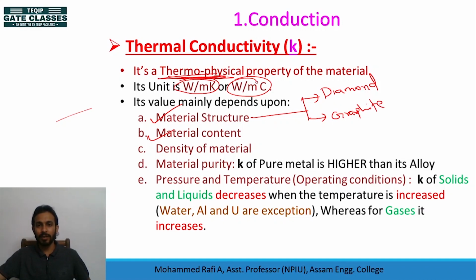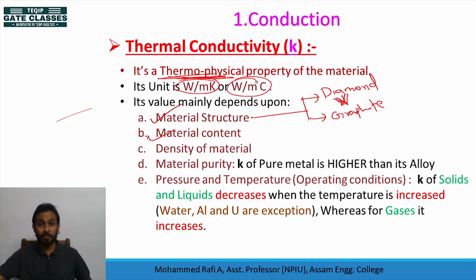Have you seen any diamond? Have you seen any graphite? Somebody might have seen, somebody might not have. Anyway, what is the main similarity between diamond and graphite? Both are made of carbon. Same material. Then if you measure the thermal conductivity, which one is more conductive? Yes, the thermal conductivity of diamond is much higher compared to graphite.